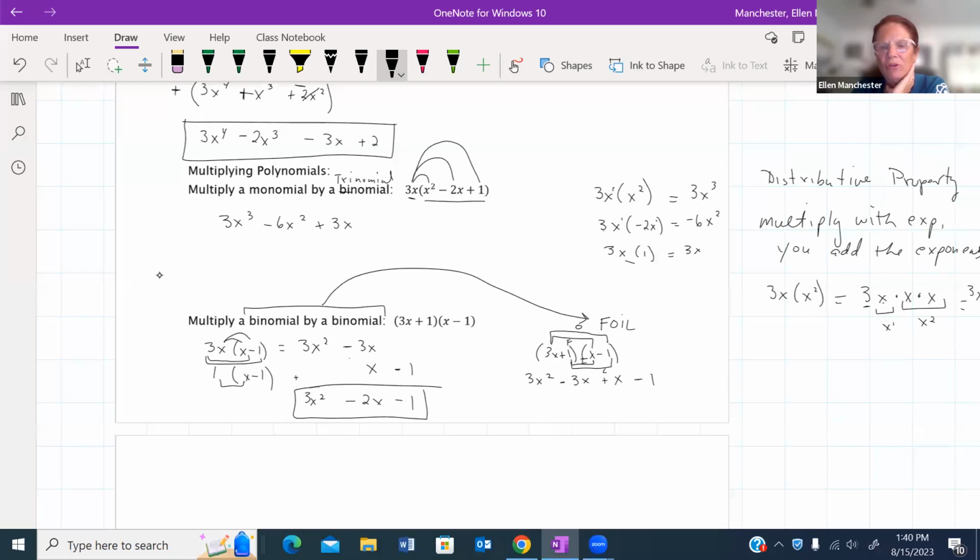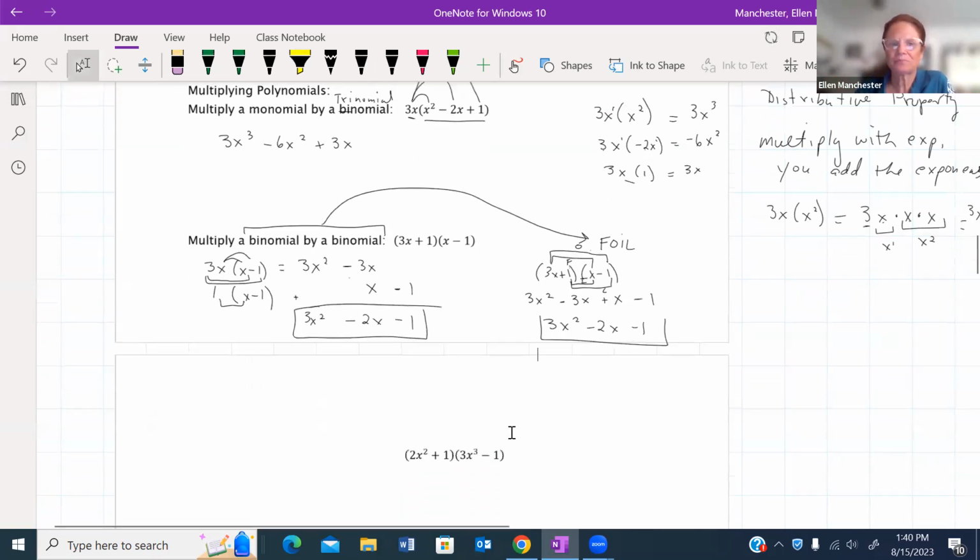So for first, outer, inner, last. And all we're doing is the exact same thing. First, outer, inner, last. It's the exact same thing. So now we just put it all together. 3x squared minus 2x minus 1. Exact same answer, two different techniques. Okay, again, you pick a technique that works for you and you stick with it.